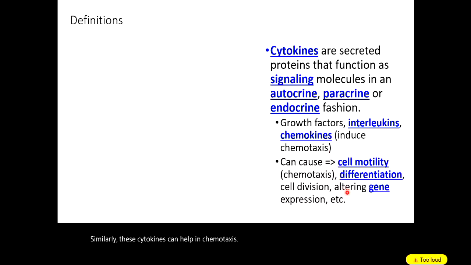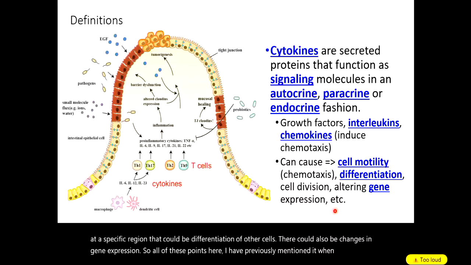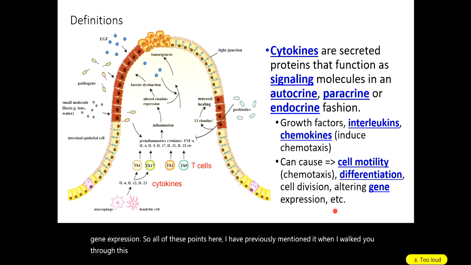And so we see that as a result of these cytokines, there can be cellular motility where cells arrive at a specific region. There could be differentiation of other cells. There could also be changes in gene expression. So all of these points here, I've previously mentioned it when I walked you through this figure. Remember this figure? We talked about it a long time ago.